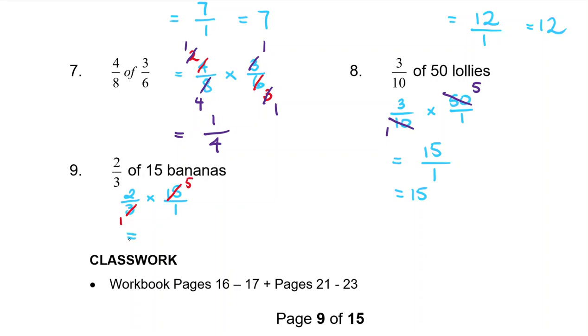Okay, writing down the answer. 2 times 5 is 10 over 1 times 1, which is 1. So the answer is just 10.